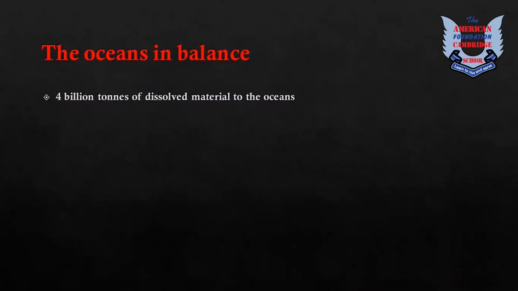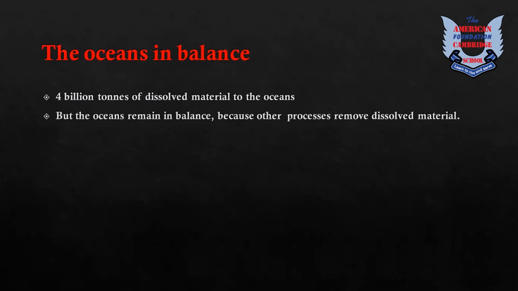The oceans in balance. It is estimated that 4 billion tons of dissolved materials are carried into the ocean each year by the flow of rivers. But the oceans remain in balance because other processes remove dissolved materials. These processes include evaporation; for example, evaporation of isolated bodies of seawater accounts for the removal of a large amount of salt from the ocean. These minerals represent dissolved salts that have been removed from the seawater by evaporation and are mined for table salt and other uses.